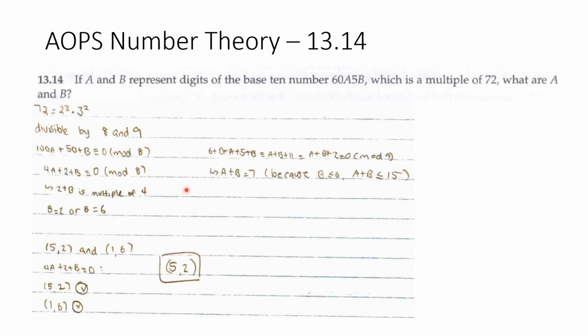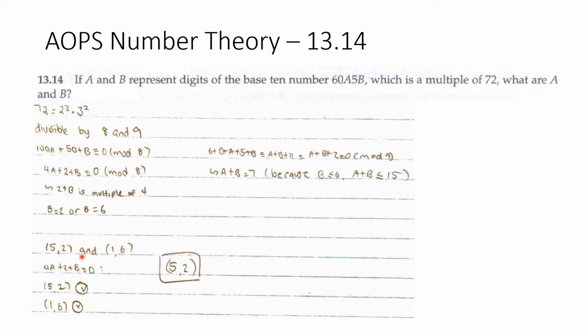And then if it's divisible by 9, that means 6 plus 0 plus A plus 5 plus B, which is congruent to A plus B plus 11, is congruent to A plus B plus 2, is congruent to 0 in modulo 9, because the sum of the digits has to be congruent to 0 modulo 9. So A plus B plus 2 is congruent to 0 in modulo 9, which means A plus B is equal to 7. Since B is less than or equal to 6, A plus B is less than or equal to 15 as well.